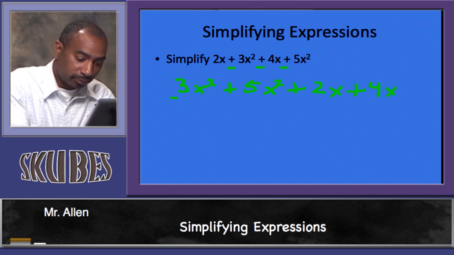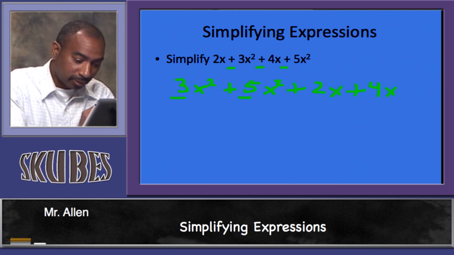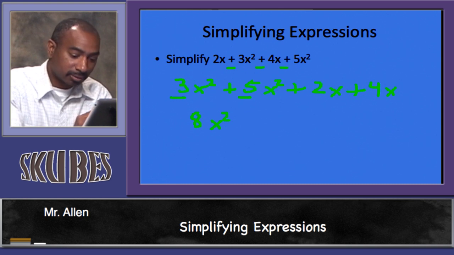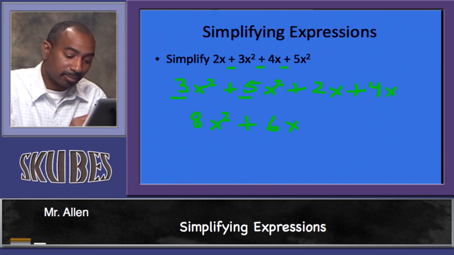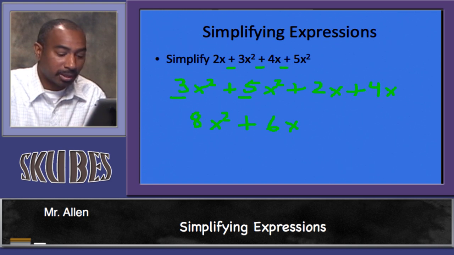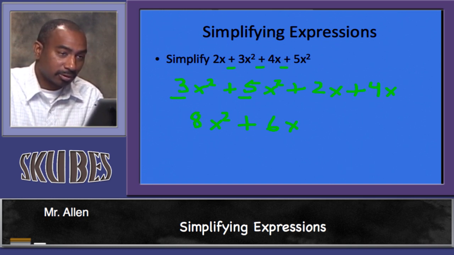Again, just add the coefficients. Do not add the exponents. So 3 plus 5 is 8. So it's going to be 8x squared. I have 8 of the x squareds. And I have 6 of the x's. This is as far as I can go. These are the same variable, but it's not the same term because this is raised to the second power. So it's 8x squared plus 6x. As far as you can simplify.